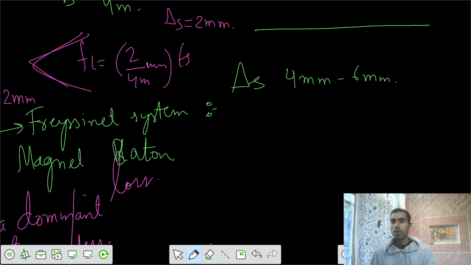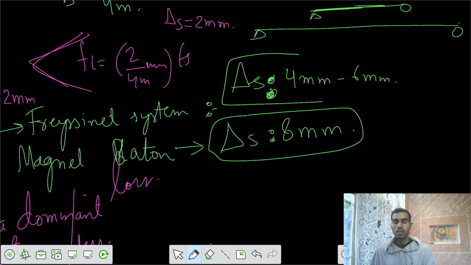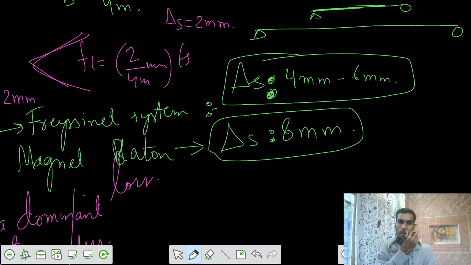Whether your steel cable is longer or shorter, it does not depend on the cable, it depends on the system itself. So this is the dominant loss of stress for short members. And for the Magnel-Blaton system, the slip value is almost 8 millimeters. These are the standard values we have in these systems, the Freyssinet anchorage system and Magnel-Blaton also.